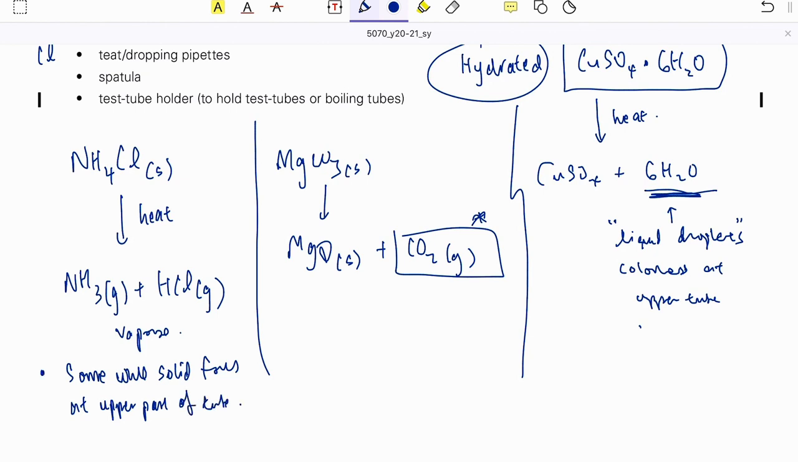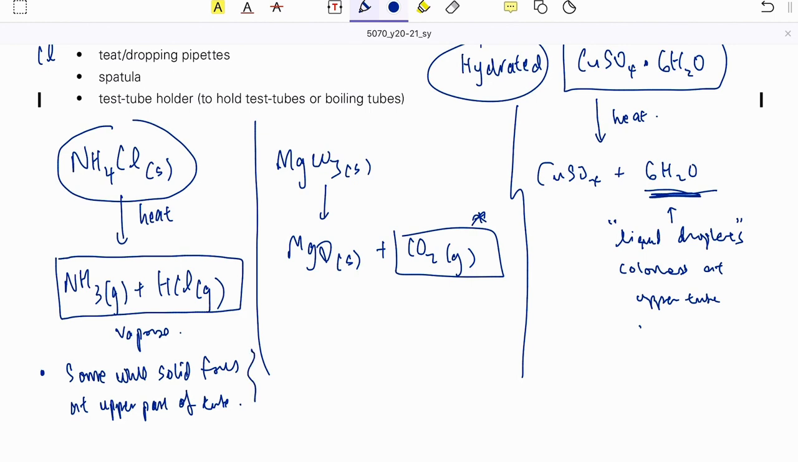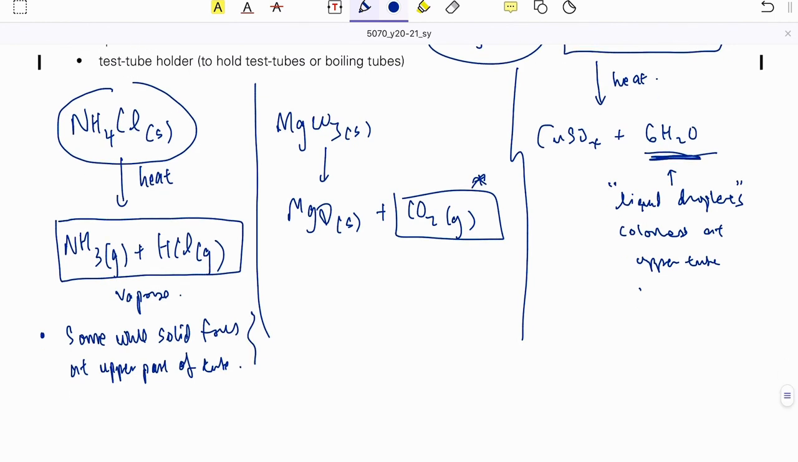That is because as this and this vaporize, as they condense back at the upper part of the boiling tube, they can recombine and give you some ammonium chloride again at the upper part of the tube. But that is not always the case because the gas can escape, right? So you can test for gases, which you can test using the red litmus.